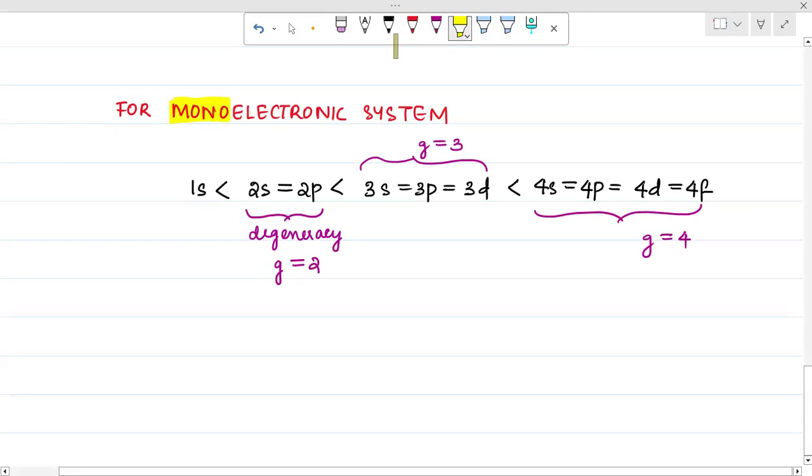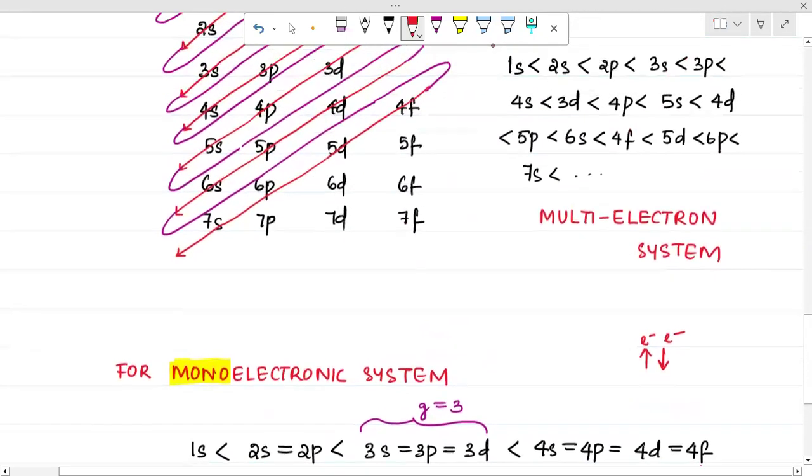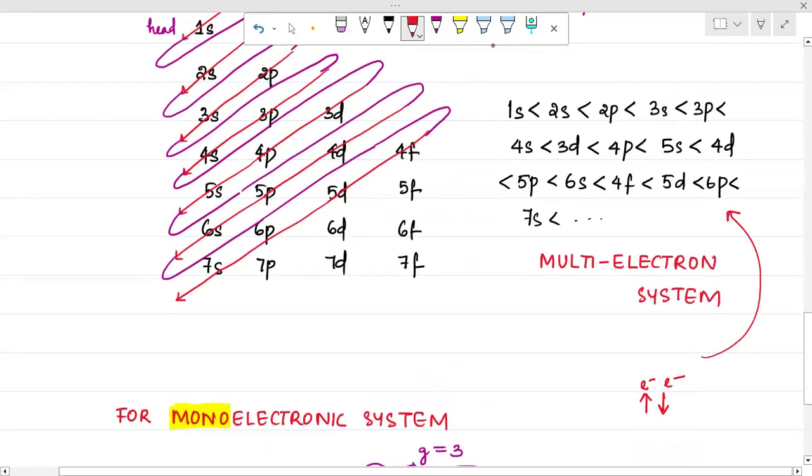The moment you have one more electron in the system, at least two, what happens? When you have two electrons, electron-electron repulsions come into play. And because of the electron-electron repulsions, the orbitals split. When you have more than one electron in your system, the orbitals split, and then this is the energy order. You have to take the order of a multi-electron system. So it's very important.